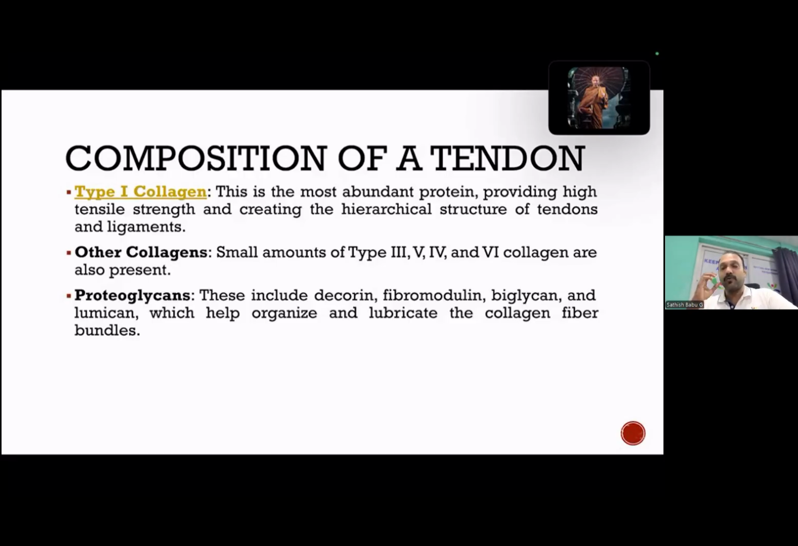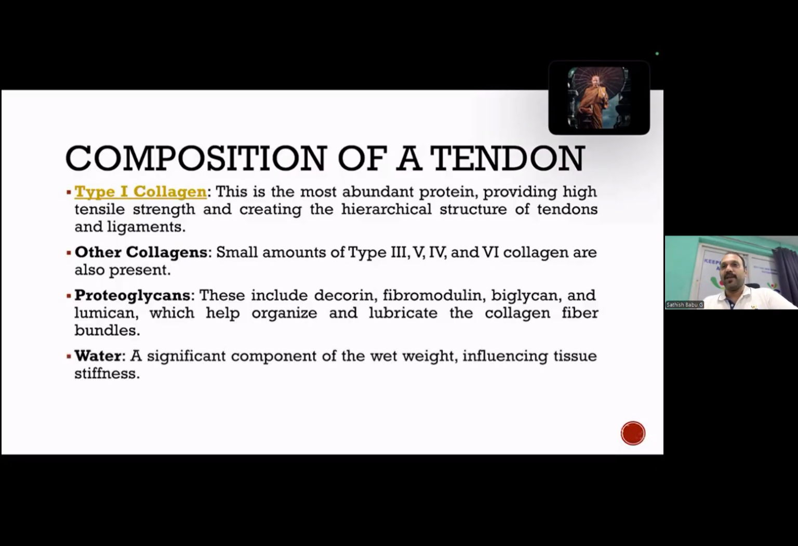Similarly, there are small amounts of other collagens, proteoglycans, and other structures. When there is a pathophysiology around a genetic mutation that affects these, it also affects tendon pathology and healing. And water: a significant composition of tendon is made up of water, which influences tissue stiffness. When water is held in a very tight structure, it gives a little bit of tensile strength to the region, but also some amount of flexibility. That's what the water helps us with.